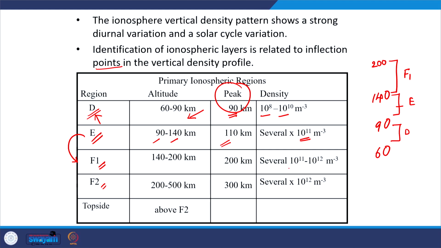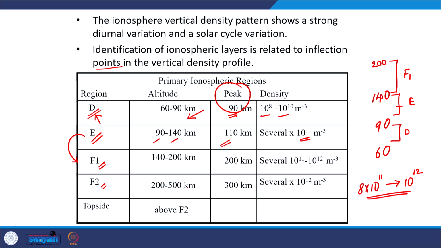And how many number of electrons? Several 10 to the power of 11. It can be, let us say, 8 10 to the power of 11 to almost 10 to the power of 12. You see, one order of magnitude is changing in between. So, how many number of electrons? This will be several 10 to the power of 11 to 10 to the power of 12.